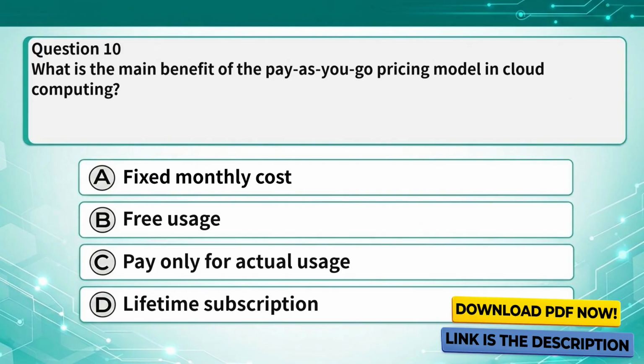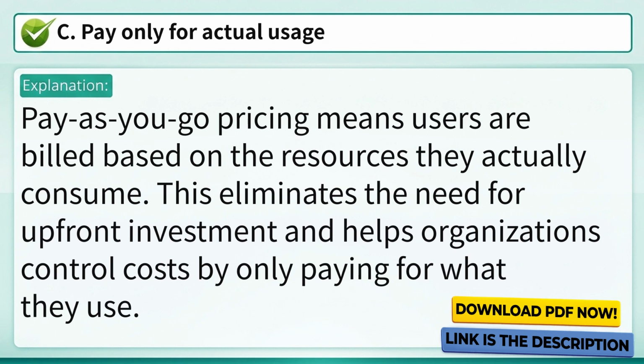Question 10. What is the main benefit of the pay-as-you-go pricing model in cloud computing? A. Fixed monthly cost. B. Free usage. C. Pay only for actual usage. D. Lifetime subscription. Answer C. Pay only for actual usage.